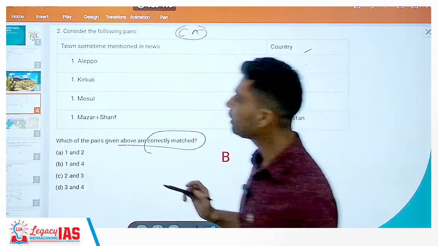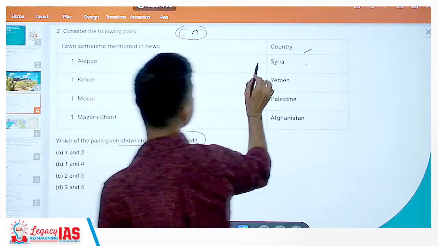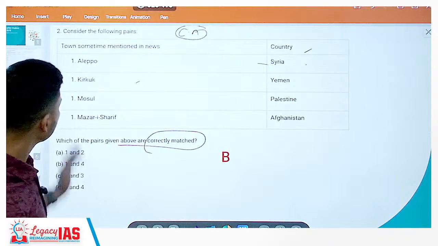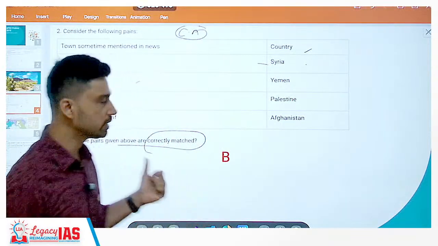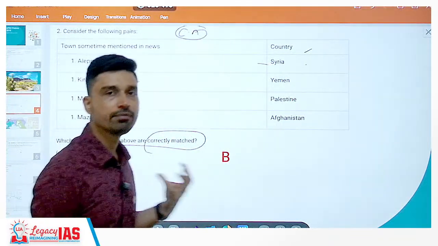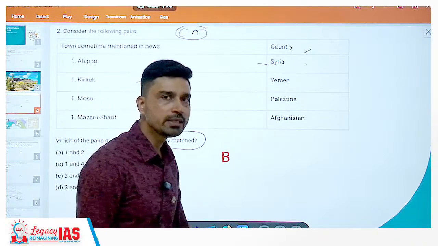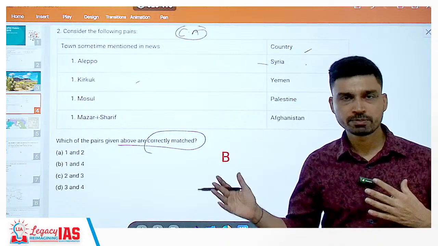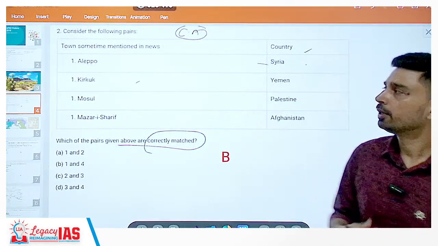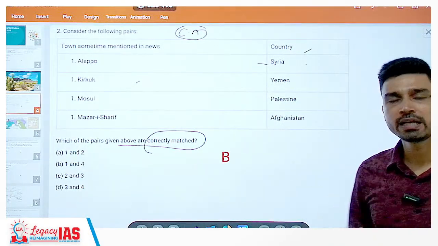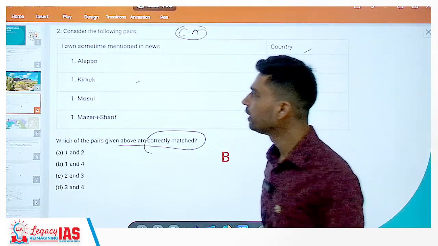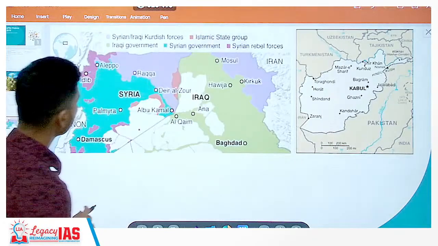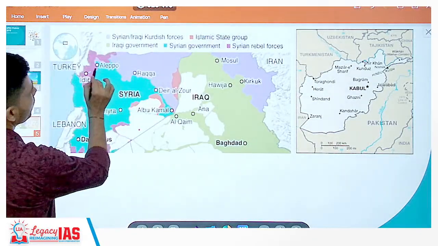So the first town is Aleppo in Syria, second is Kirkuk in Yemen, third is Mosul in Palestine, fourth is Mazar-e-Sharif in Afghanistan. All these towns and cities have been in the news for the past few years, especially when the prelims was conducted, due to the war or some kind of disturbances going on here. So let us take a look at all of these cities. First of all, here you have Aleppo.